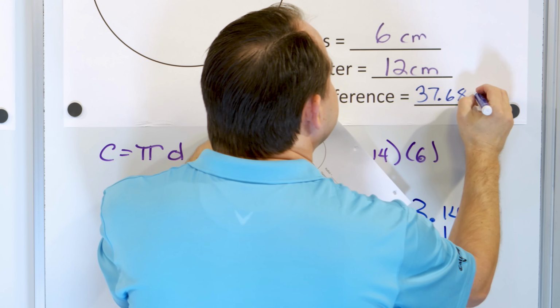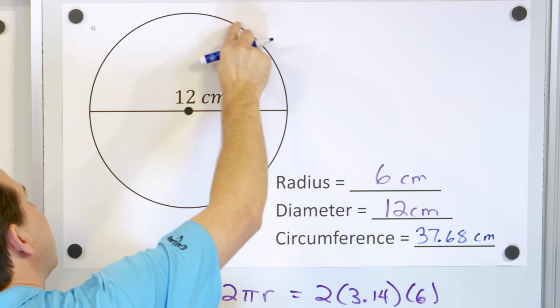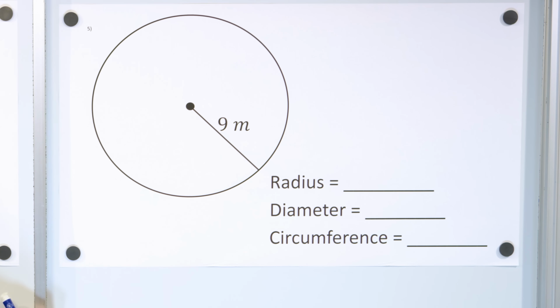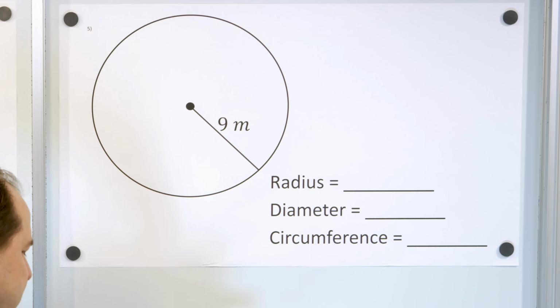So for the circumference, 37.68, and it is in centimeters as well, because the circumference is the distance all the way around. All right, only 2 more problems. Let's take a look at this guy.